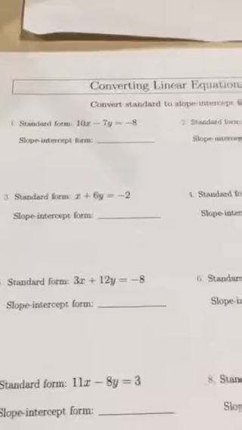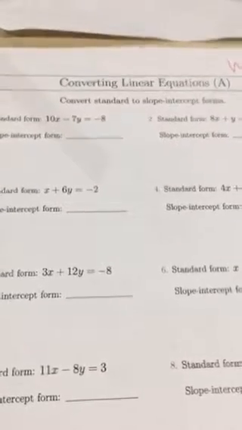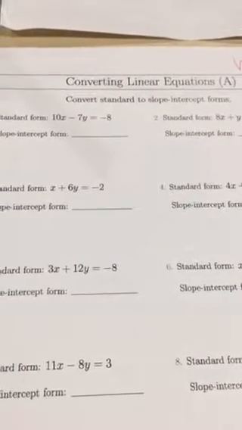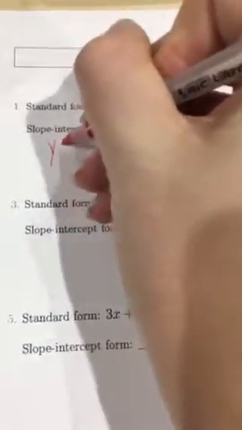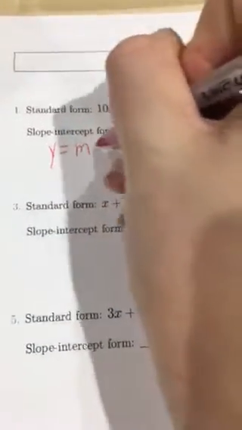For your Wednesday fluency for ELT, you're doing exactly what you did yesterday. You are converting standard form to slope-intercept form. So remember, slope-intercept form, y equals mx plus b.